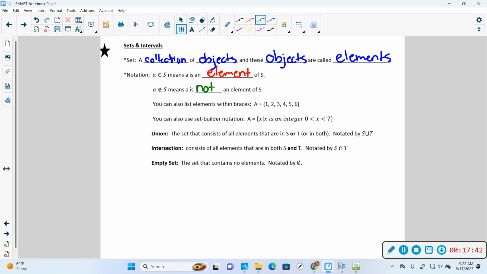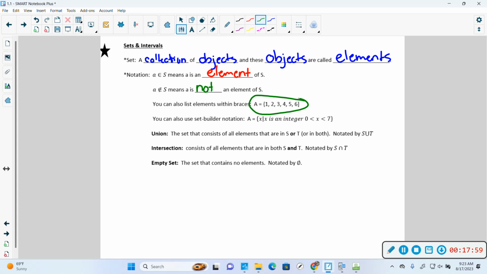So a couple of ways you can list these sets. This one, I probably tend to use the most. You can use braces to list it. Braces are the curly parentheses. 1, 2, 3, 4, 5, 6. Those are your elements in there.